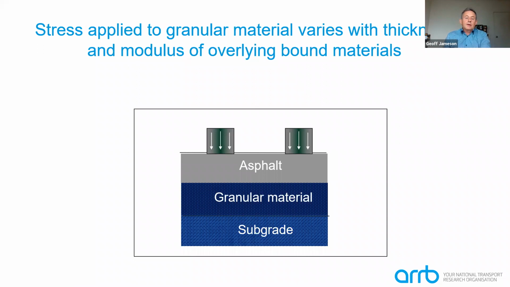And the other thing, as I mentioned earlier, I think I did, is that the stress level affects the modulus, and that stress level that's applied to the granular materials varies with the modulus and the thickness of the overlying bound materials. So, for example, if we've got thick asphalt layers above a granular layer, the thicker the asphalt is, the lower the stress applied to the granular material, and therefore the lower the modulus values. So how do we allow for that in the design?